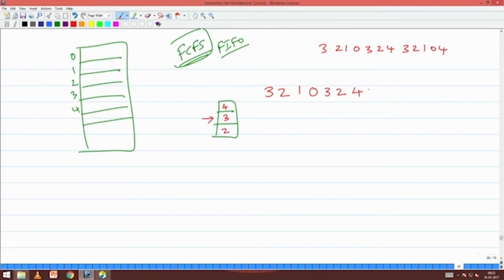Now 3 and 2 do not have any page faults. 3 is there, 2 is there, they are already there. Again 1 comes, and this one gets replaced. Now 0 comes, then 4 comes, 4 is already there. So how many page faults did it cost?